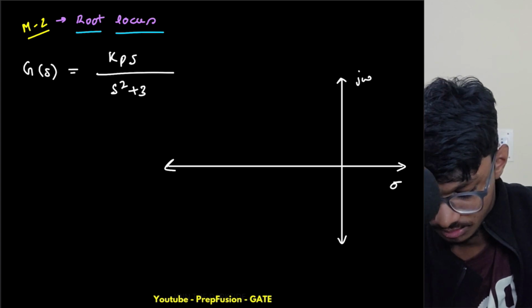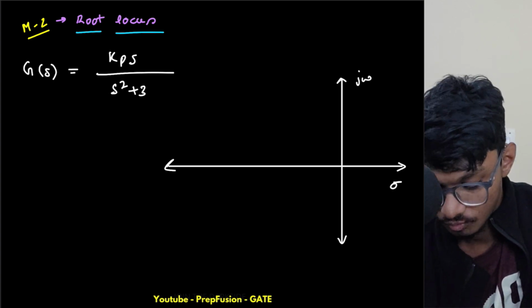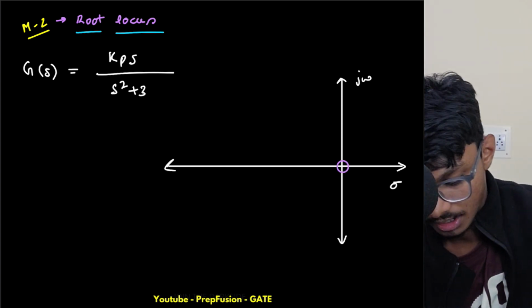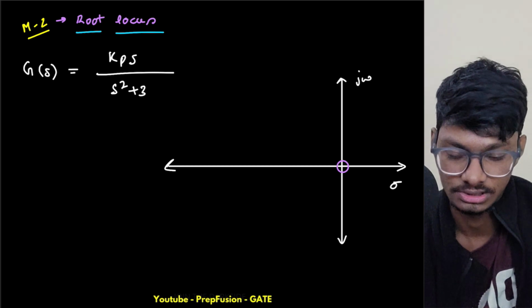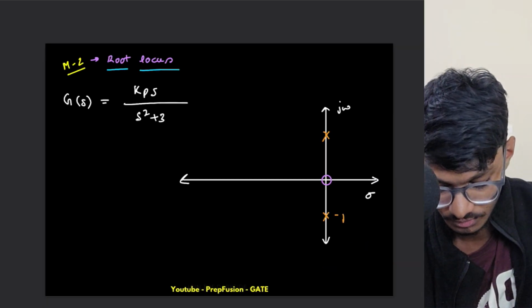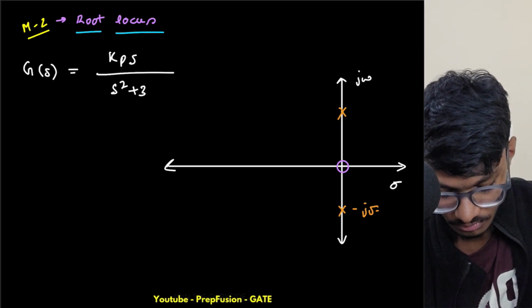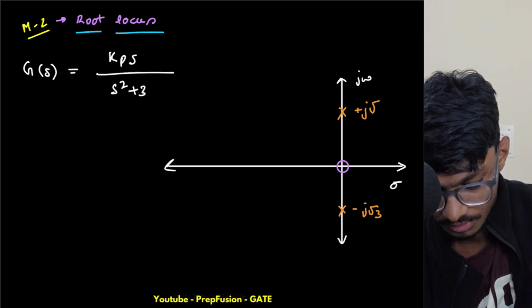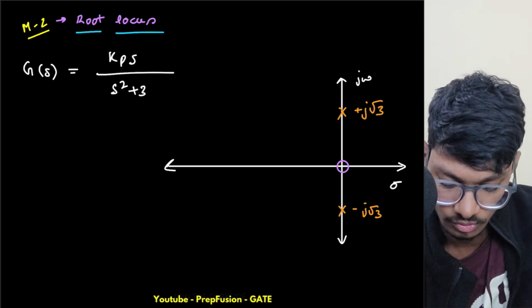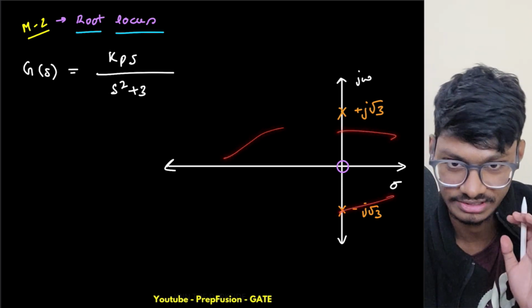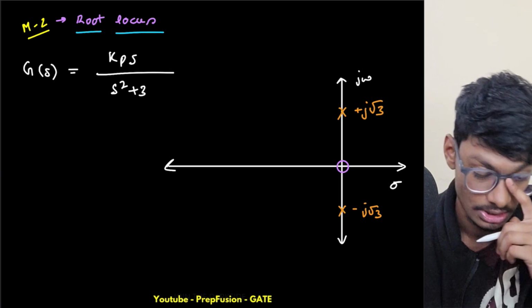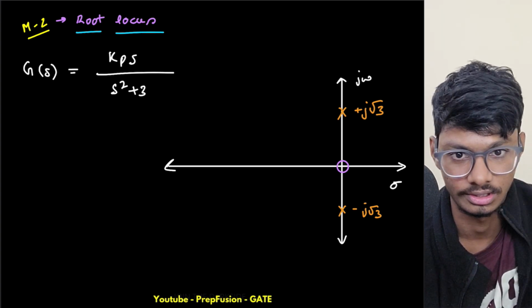sigma, j omega. So here where are my zeros and poles? One zero is at the origin, and two poles are on the imaginary axis, at j root 3 and minus j root 3. Okay, so how will this behave? Will this go on the right hand side or the left hand side? Obviously from the Routh array I can say that this will go to the left hand side, but let's say if you don't know the Routh array, how will you do it?